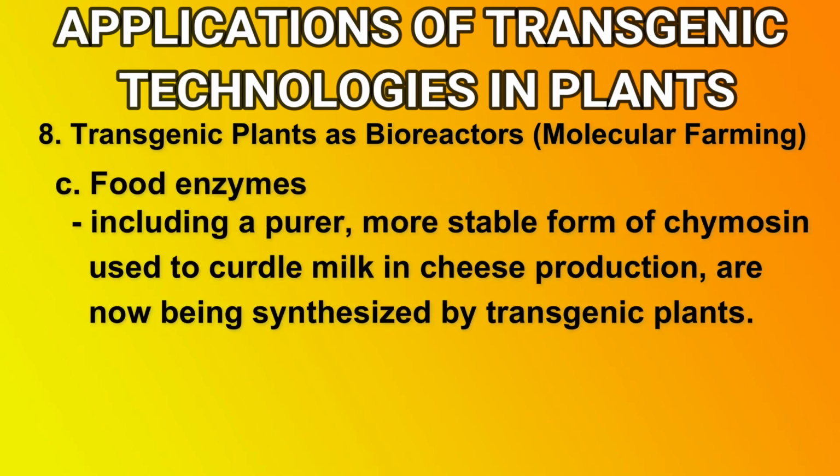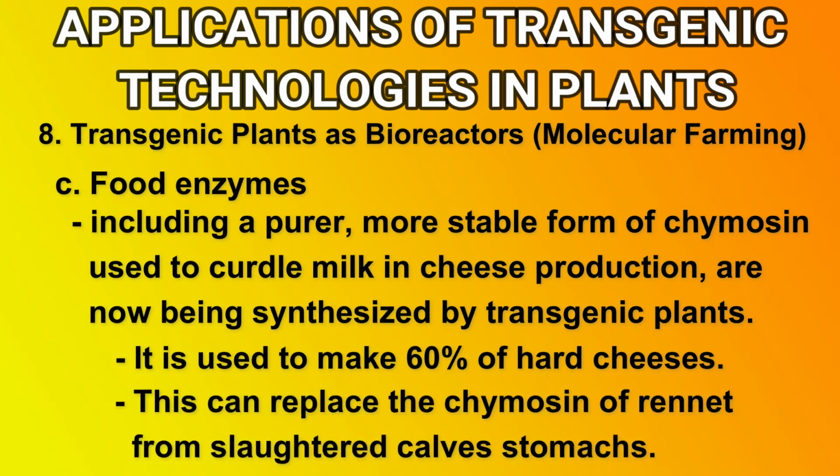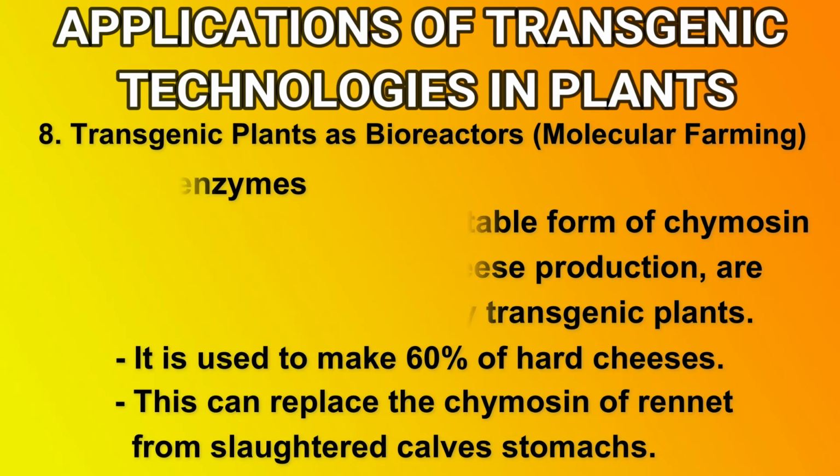Food enzymes, including a purer, more stable form of chymosin used to curdle milk in cheese production, are now being synthesized by transgenic plants. It is used to make 60% of hard cheeses. This can replace the chymosin of rennet from slaughtered calves' stomachs.